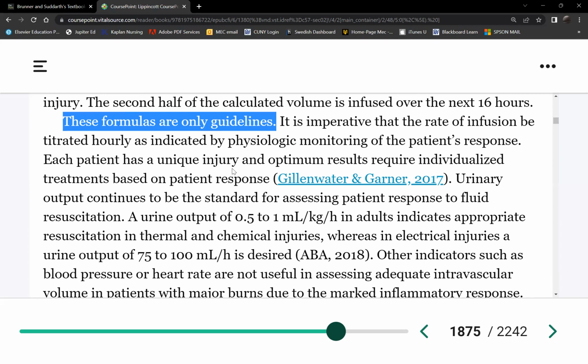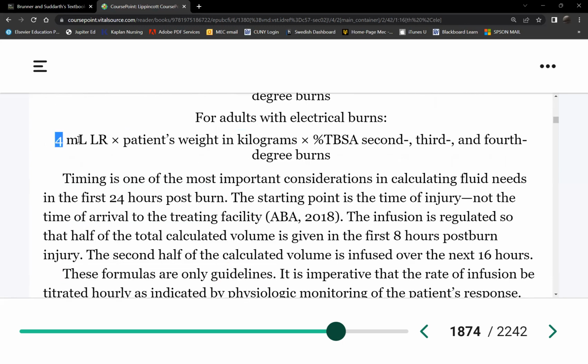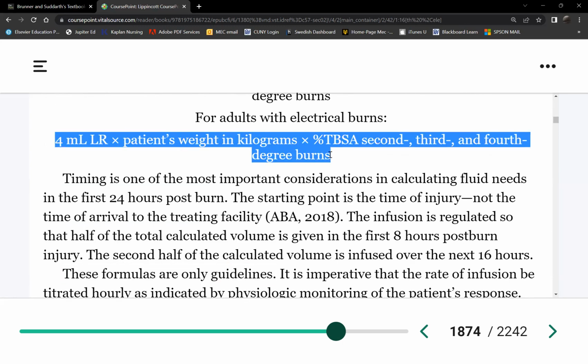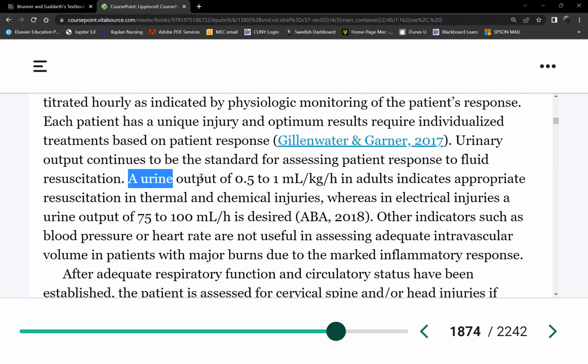So how do we know? We did our very good calculation. We're masters of math calculation. So how do we know it's really enough? We base it on a urine output of how much? Half to 1 ml per kilogram per hour.